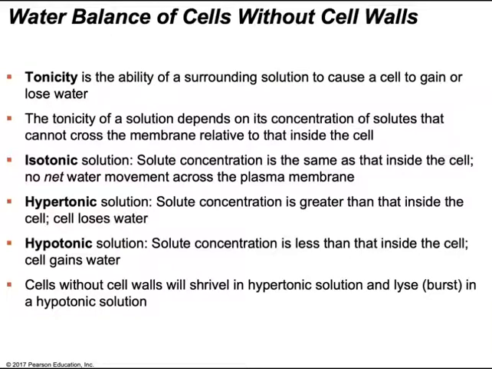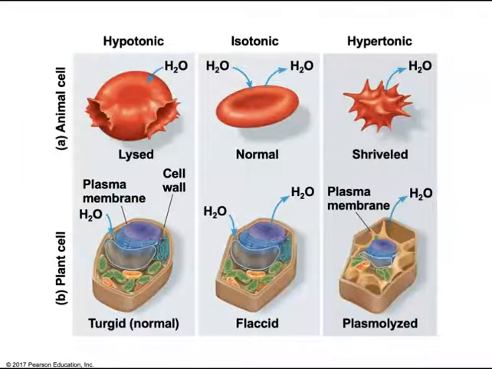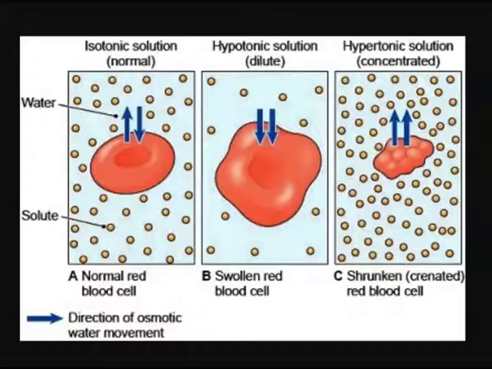The last type of tonicity is hypotonic. In a hypotonic solution, the concentration is less than that of inside the cell. Therefore, the cell gains water. The panel on the left shows cells in hypotonic solutions. The concentration of solute in this solution is less than the concentration within the cell. Once again, water wants to move from an area of lower solute concentration to an area of higher solute concentration. Therefore, water rushes into the cell and causes it to swell until it bursts or lyses.